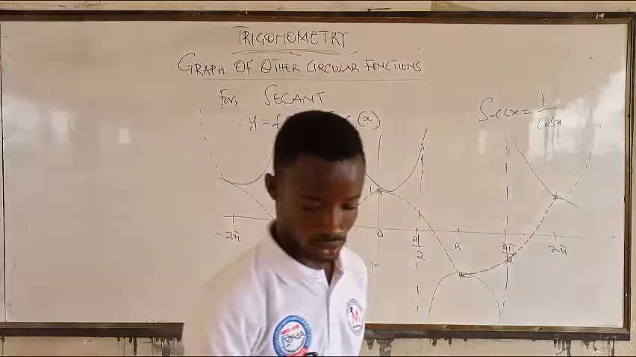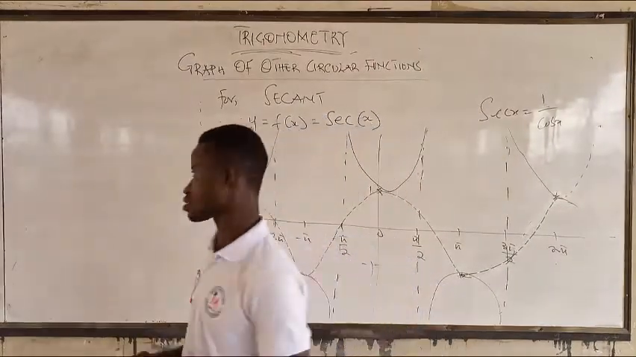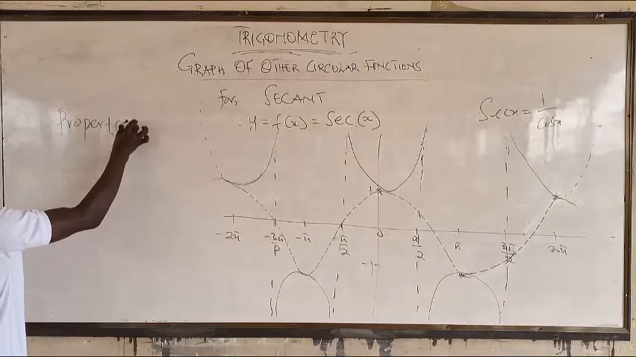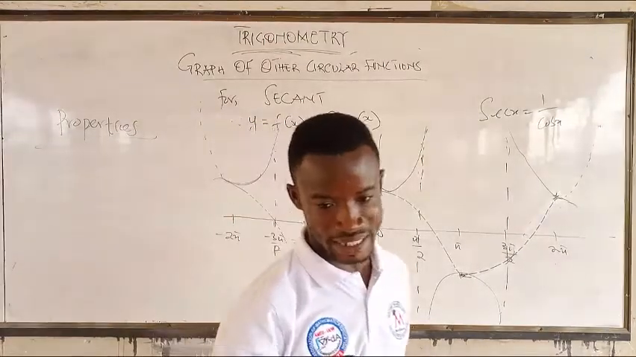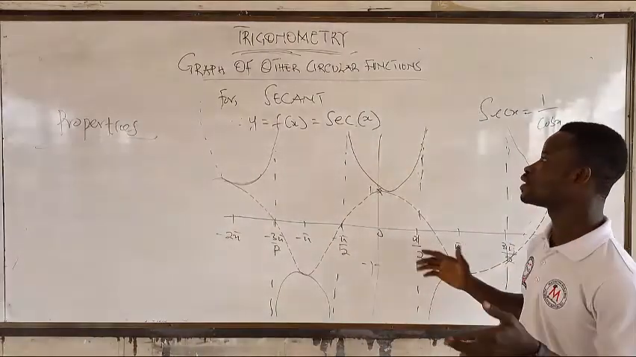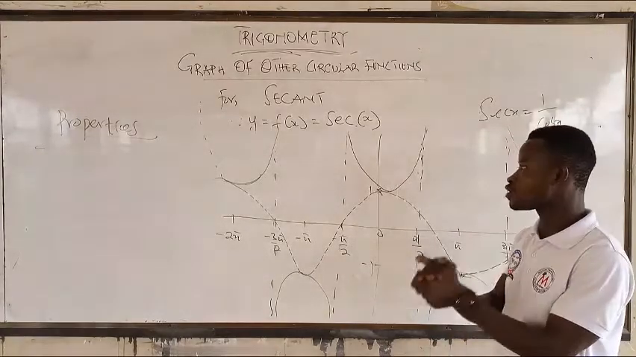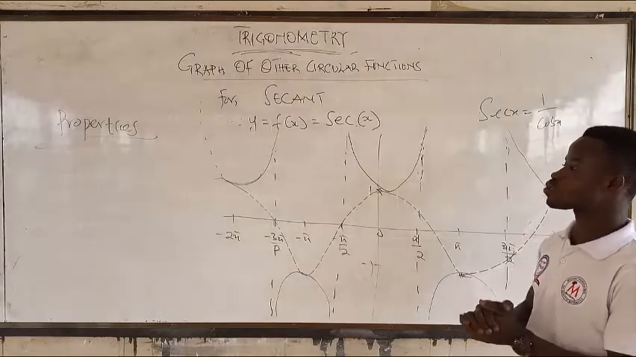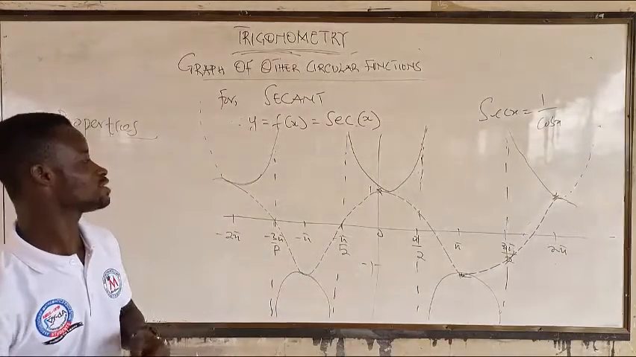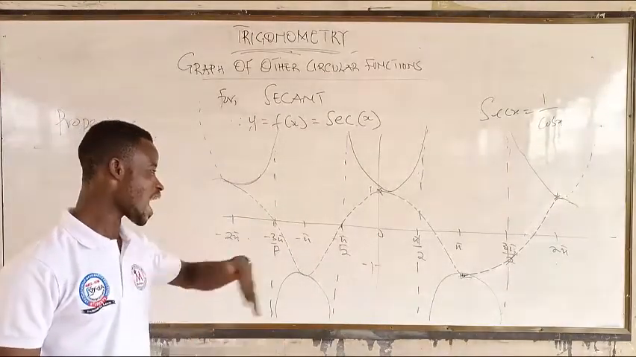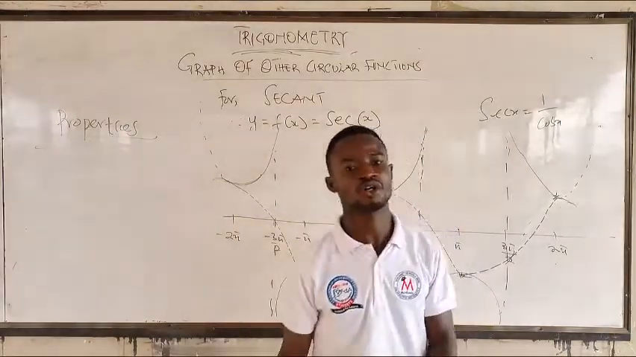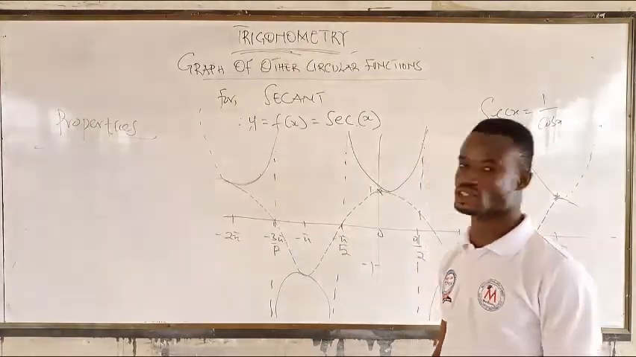Then after this, we go for the last reciprocal, that is secant. Looking at the properties, the first one is that its period is 2 pi, because you know that secant is the reciprocal of cos, and cos has a period of 2 pi. So its period is 2 pi. Two, what can you say about asymptote here? No asymptote, because it is just going like that. So there are no asymptotes.